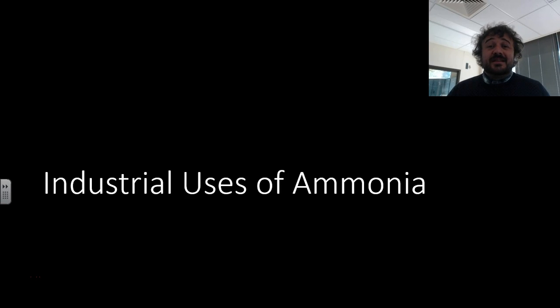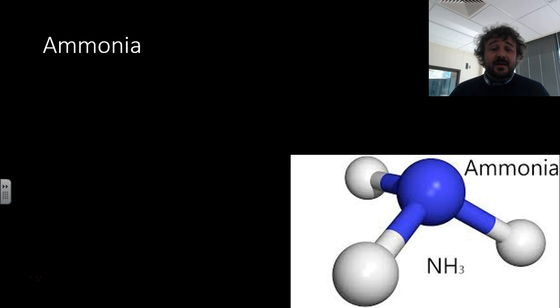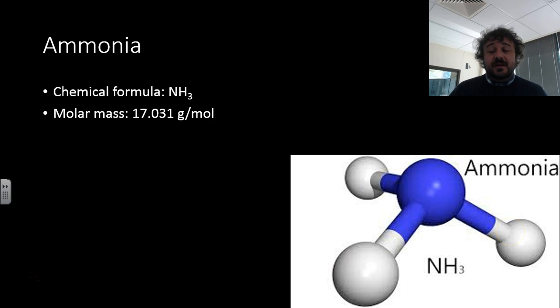Hey guys, so it's time to look at the industrial uses of ammonia. It is this little compound right here, which has the chemical formula of NH3. So you've got the one central nitrogen there and three small hydrogens coming off the side. And you can see that structure is quite particular.